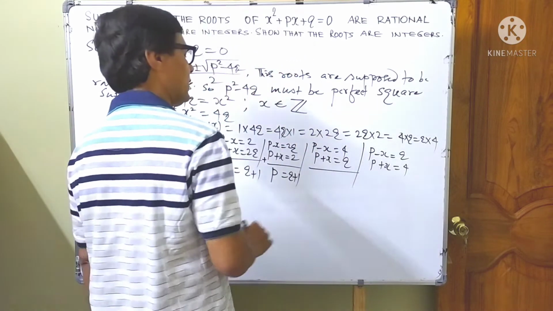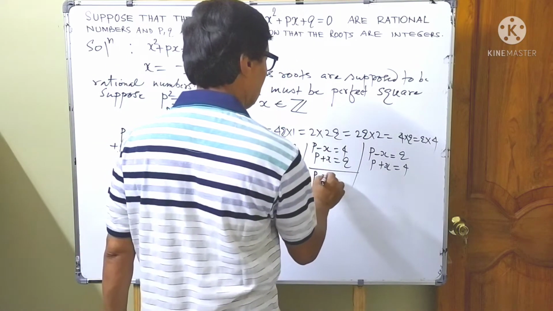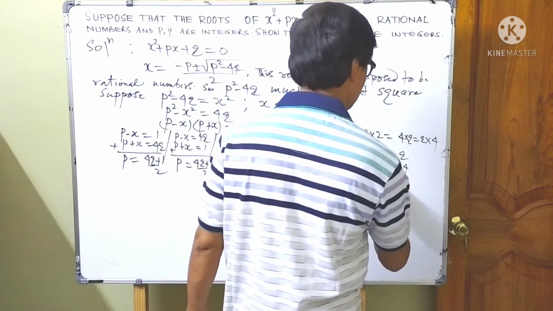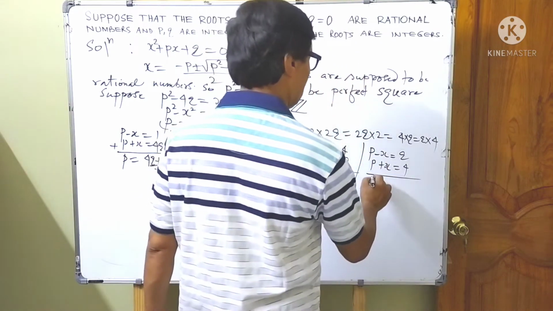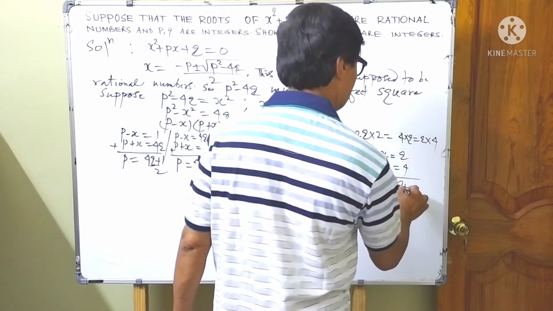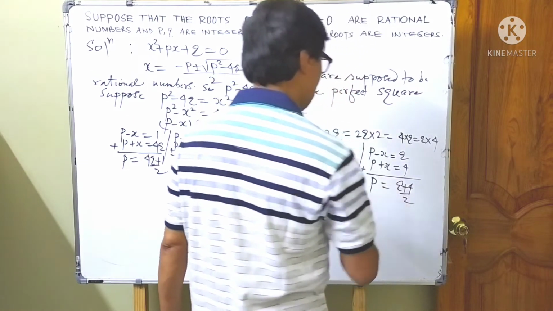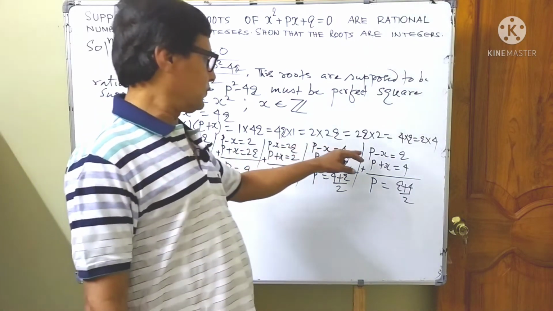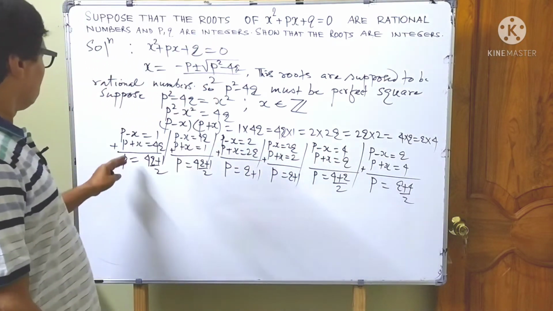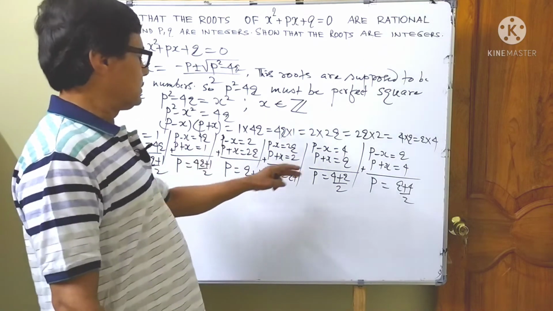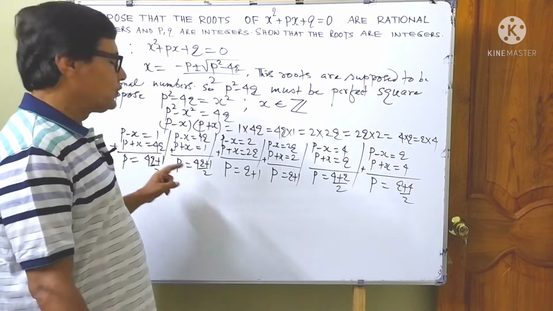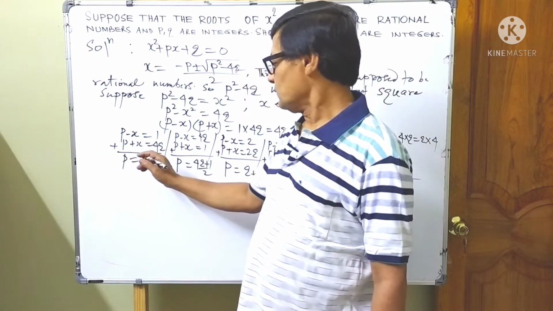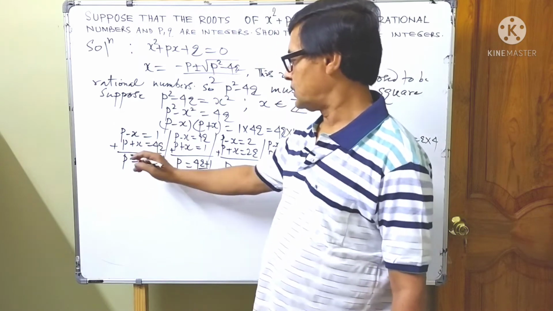From here, by adding these two equations, we get p equal to (4 plus q) over 2, and from this relation we get p equal to (q plus 4) over 2. We get the values of p in terms of q from these six equations, and here p equal to (4q plus 1) over 2.